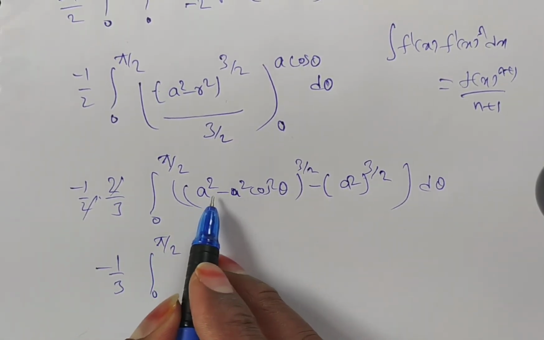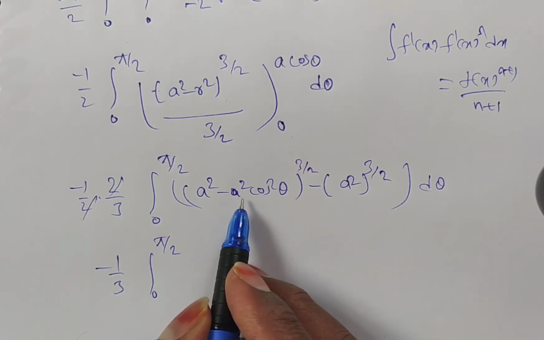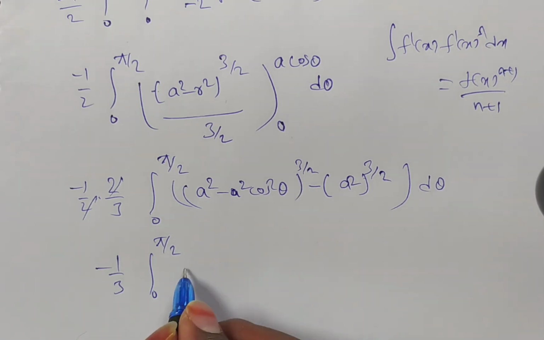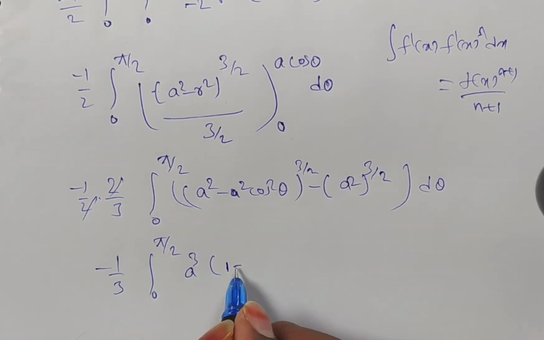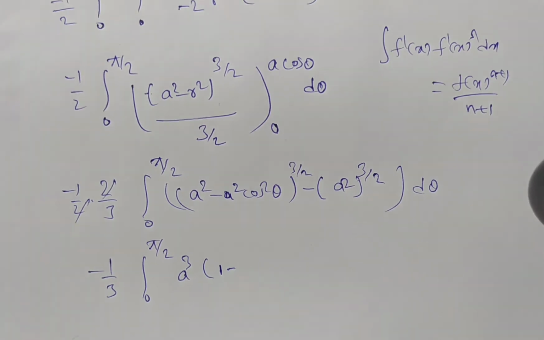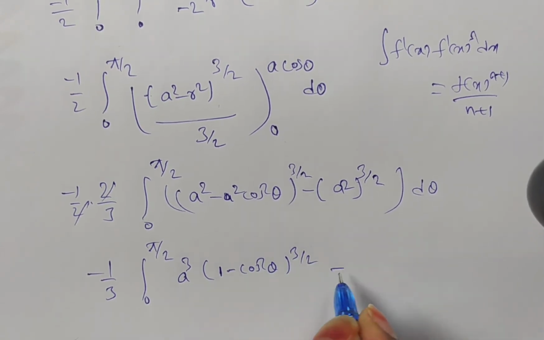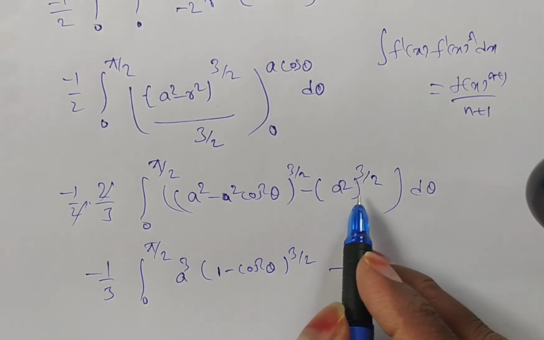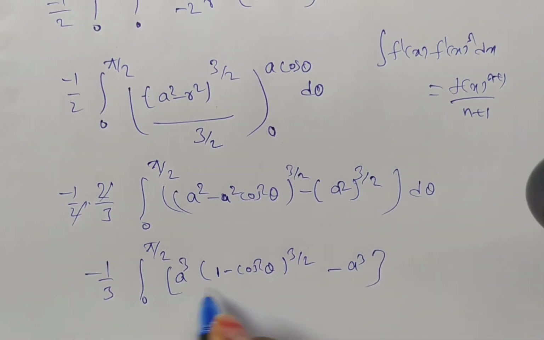This a square and a square you will take common. From this bracket you can take a square as common. If a square comes outside, then a square power 3 by 2 will become a cube, into 1 minus cos square theta whole to the power of 3 by 2. Now the square and root, the power 1 by 2, get cancelled, then you will have a cube into d theta.